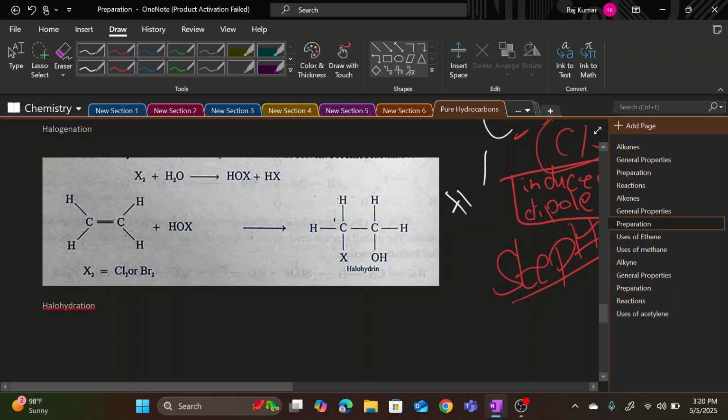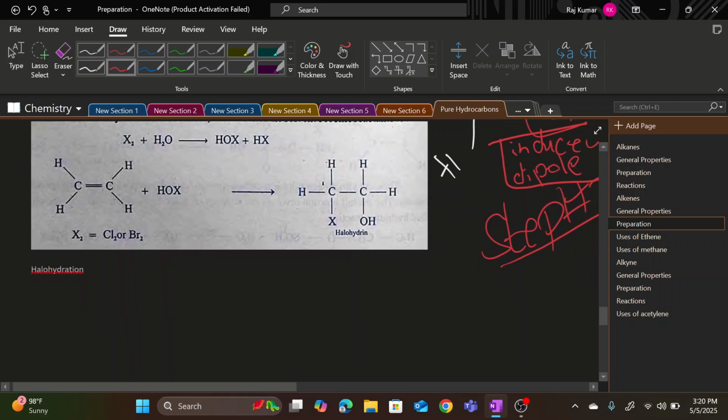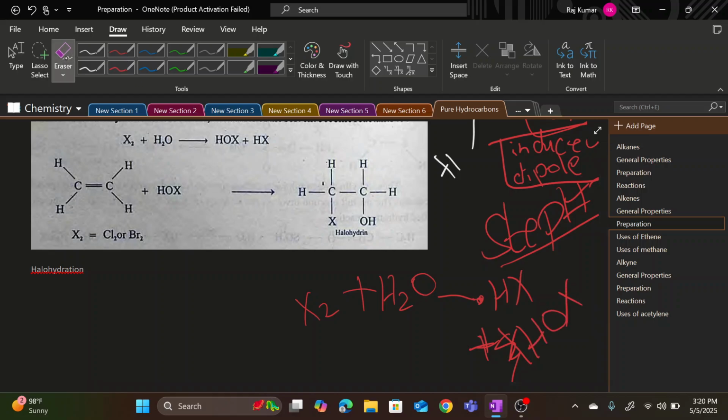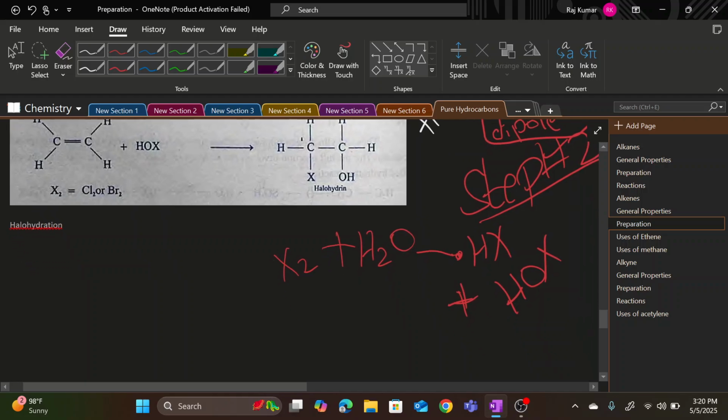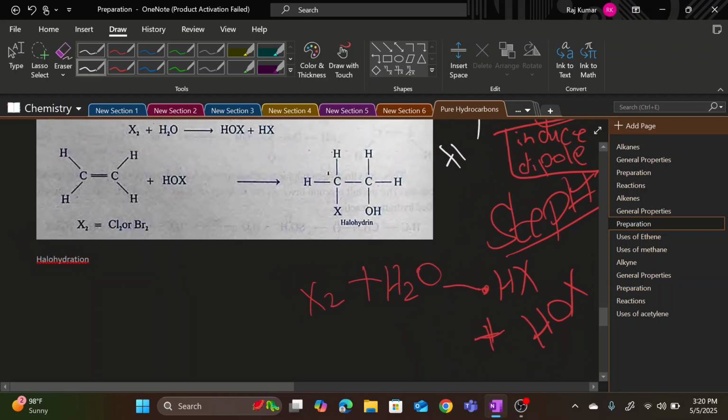After that, we have halohydrin formation. This is a process in which the solvent also reacts, such that we take halogen molecules and dissolve them in water, due to which they produce hydrohalic acids and hypohalous acids. Now, the hypohalous acid over here reacts with alkene in order to produce a halohydrin. Halohydrin is having a halogen group and a hydroxyl group. So this is about it.